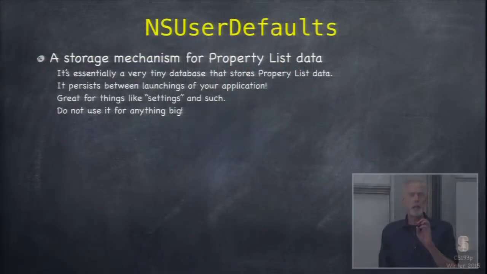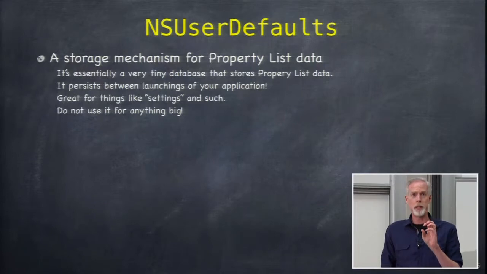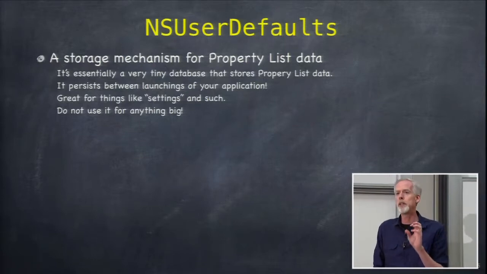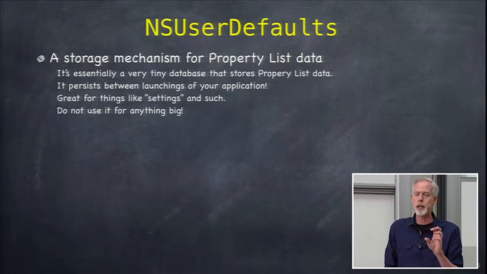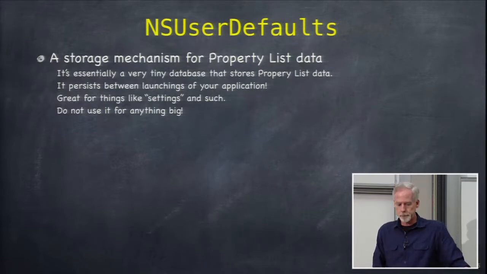And a really good use of property list in iOS is NSUserDefaults. NSUserDefaults is like a really tiny little database, and it only knows how to store property lists. It's really for things like settings and preferences. It's not high performance. You would never use it for big things like images or anything like that. Just property lists, you know, dates and strings and doubles and things like that.